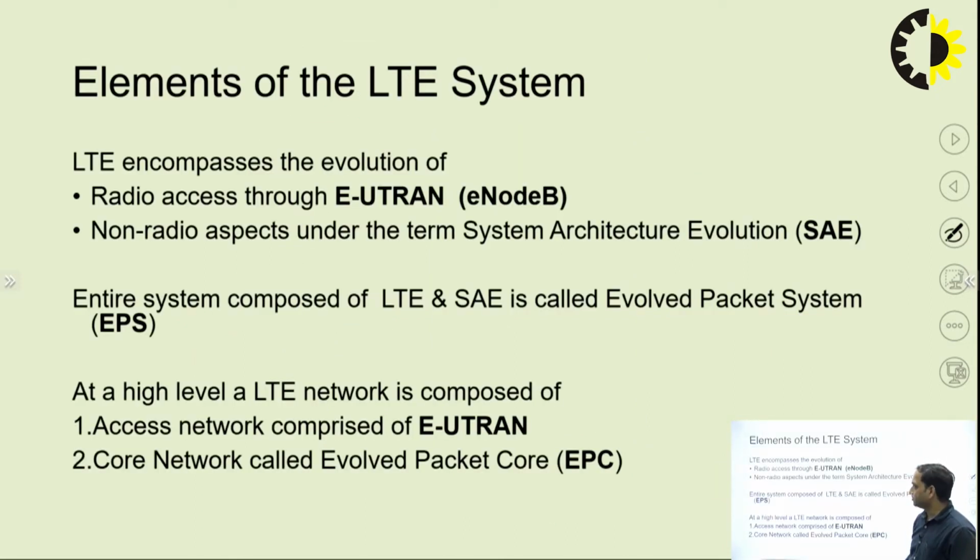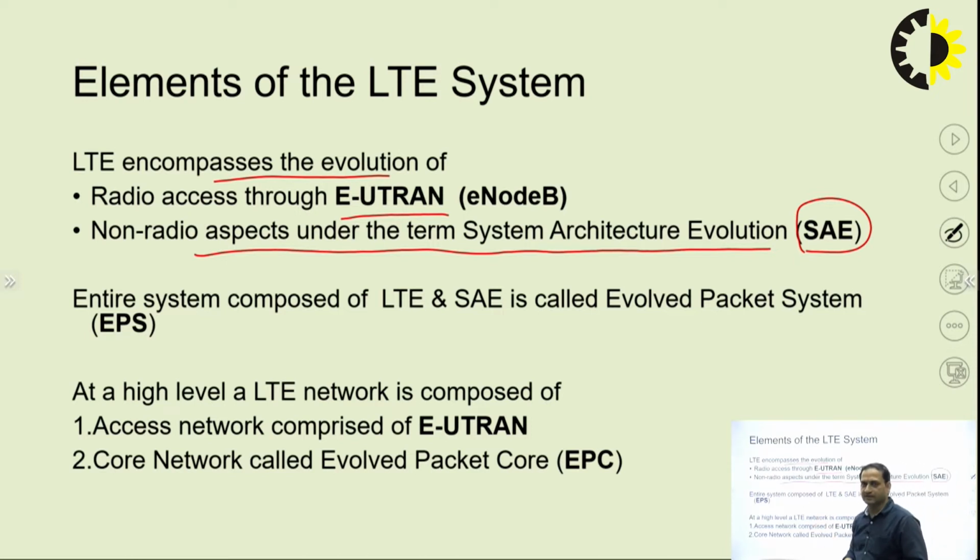When we talk about elements of the LTE system, as we have discussed, LTE encompasses the evolution where it consists of radio access through the E-UTRAN, which is nothing but the E-Node Bs. Then the non-radio aspects come under the term System Architecture Evolution, SAE. This is one of the components of the LTE system. The entire system composed of LTE and SAE is called the Evolved Packet System, EPS.